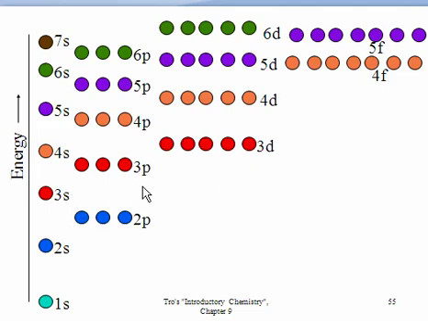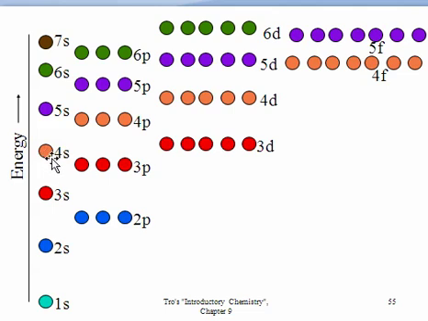The S is lower in energy than the P, which is lower in energy than the D. The S subshell has 1 orbital, the P subshell has 3 orbitals, and the D subshell has 5 orbitals. Here we have our fourth energy level. S, P, D, and F are the subshells we have.